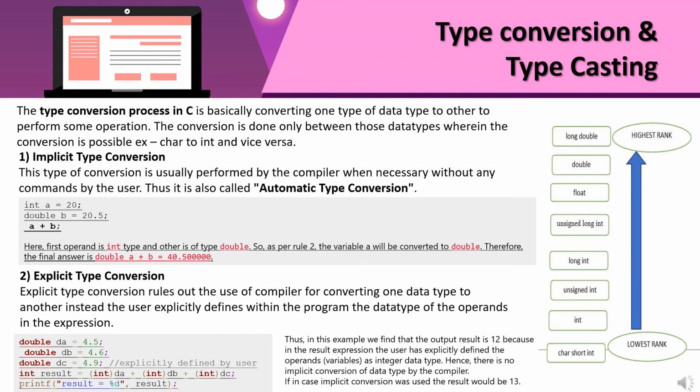Thus, in this example, we find that the output result is 12 because in the result expression, the user has explicitly defined the operands or variables as integer data type. Hence, there is no implicit conversion of data type by the compiler. If in case implicit conversion was used, the result would be what? It would be 13.